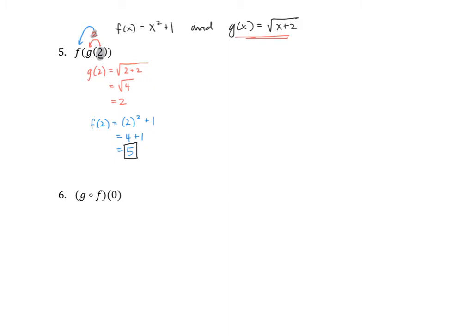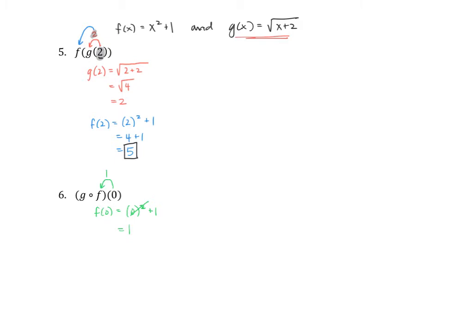The next one, I'm going to plug in 0 into f. So that's my first part. Always work backwards on these. So f of 0 is equal to x squared plus 1, so 0 squared plus 1. 0 squared is just 0, so this is going to be 1. So the answer to f of 0 is 1.